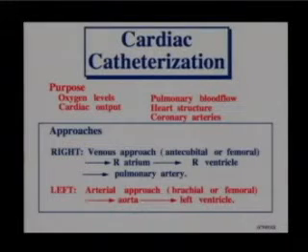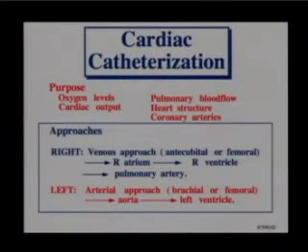Now, a left heart catheterization, the catheter is put into an artery. This is the arterial approach. The left side of the heart is considered the arterial side. Usually the catheter goes into the femoral artery in the groin, but it could go into the brachial artery in the arm. Now, with a left heart catheterization, it goes then through the aorta and into the left ventricle.